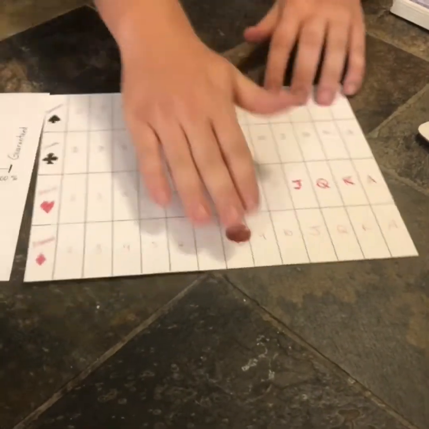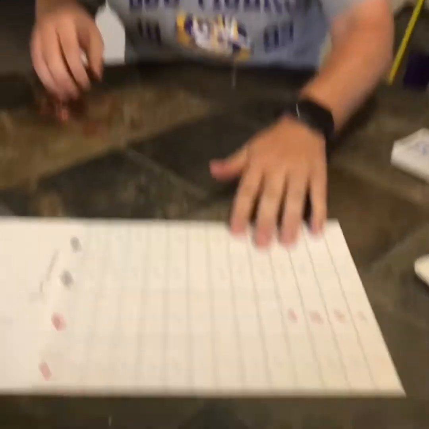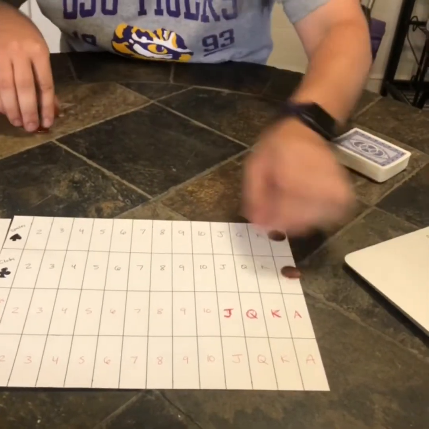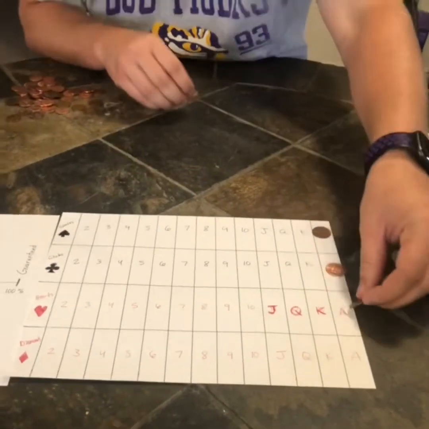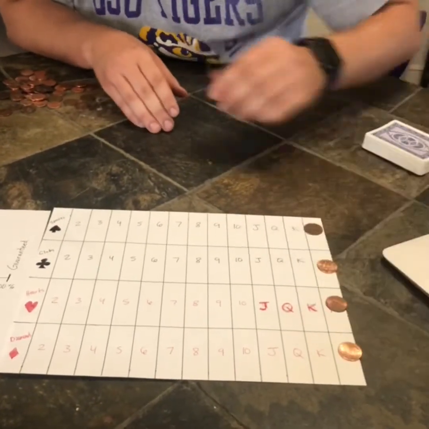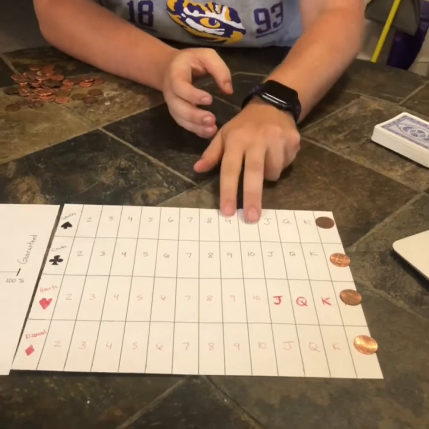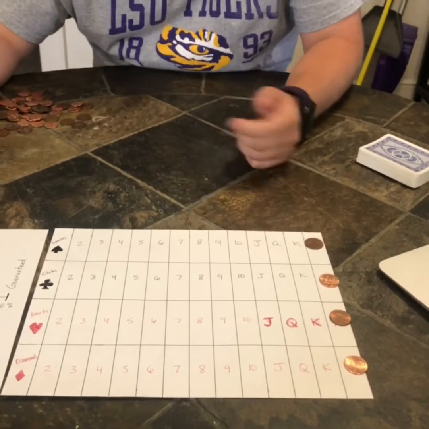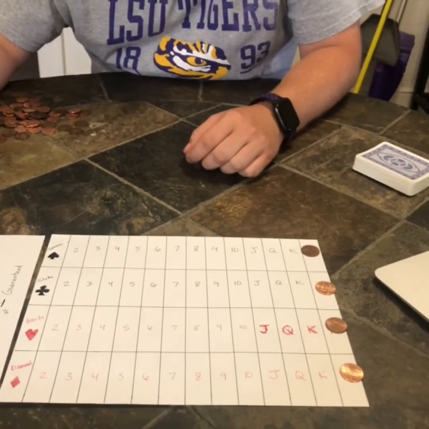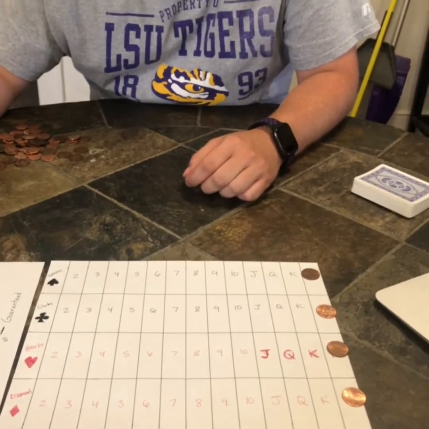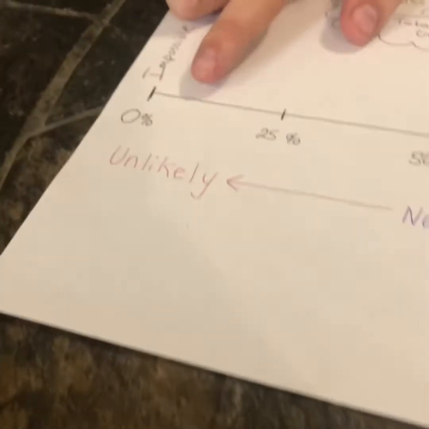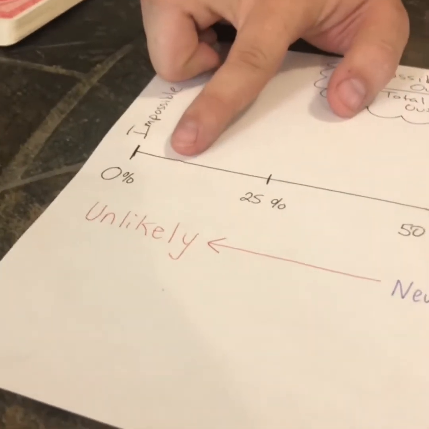One more question. What is the probability of drawing an ace? Well, how many aces are there? There are 4. There's an ace of spades, an ace of clubs, an ace of hearts, and an ace of diamonds. So there's only 4 of the 52 cards that we could draw. So 4 divided by 52 is about 7%. So that's extremely unlikely. That's going to be way over here close to 0 on our scale.